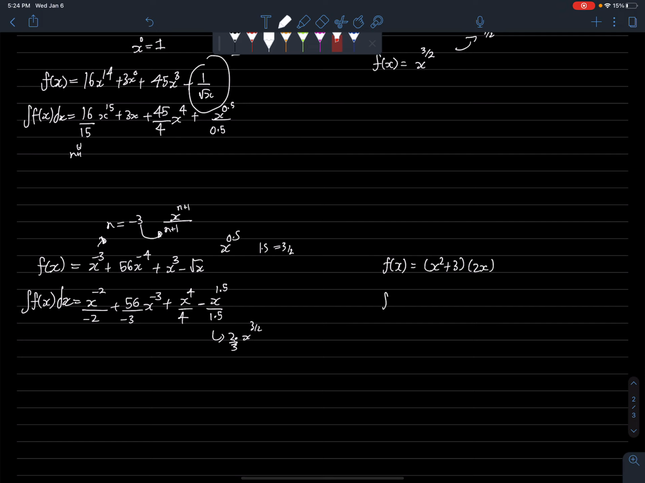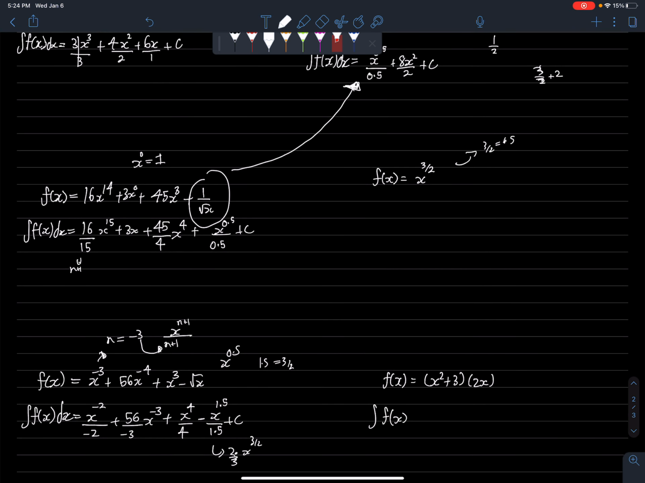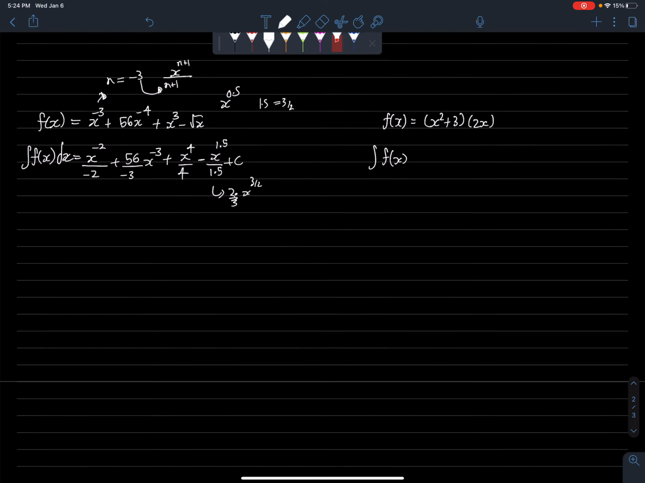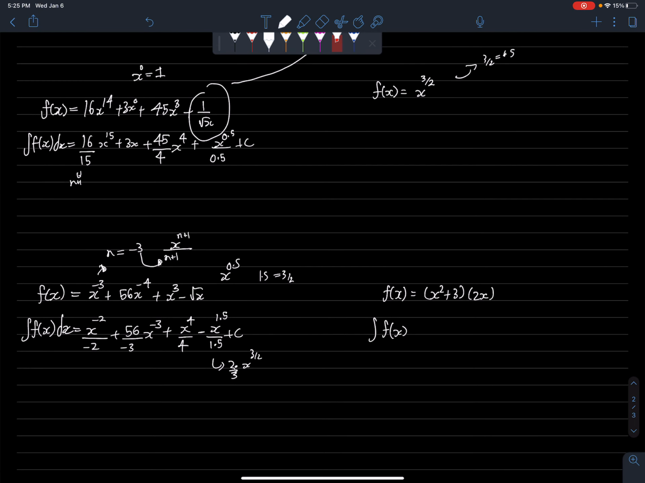Now we got the integral of this one. Oh, don't forget the plus c, guys. I always forget it too. It's very important. Oh, and if you forgot to do that one, okay, we'll do it after. So the last one, yeah, dx.